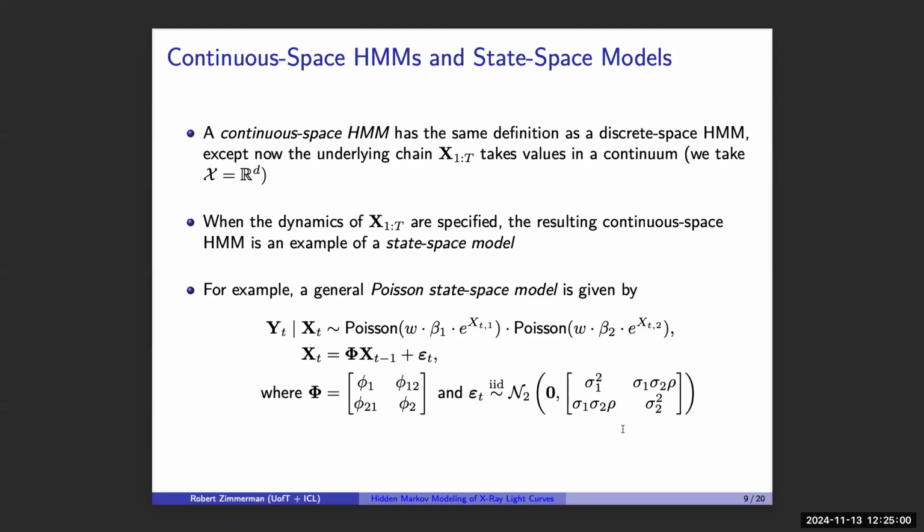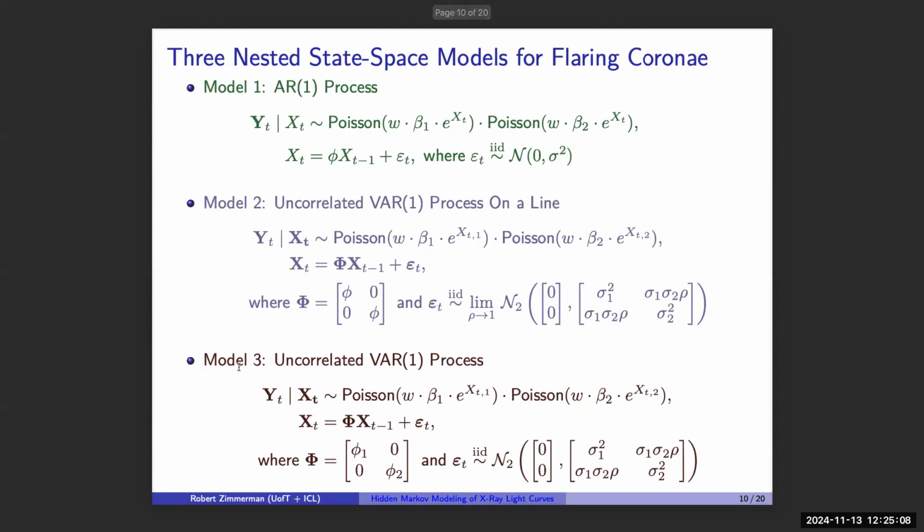So this is more or less the most general Poisson state space model you can get, assuming that your x_t is bivariate. And we consider three such models, all nested within each other, going from simplest to more complicated. For the first one, we take d to be 1. So here, the underlying continuous chain x_t is just a scalar-valued process, and you can see the specification here. This is just a standard AR(1) process that you might have seen in time series.